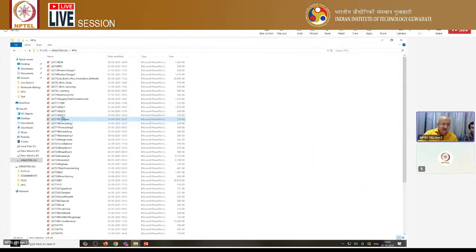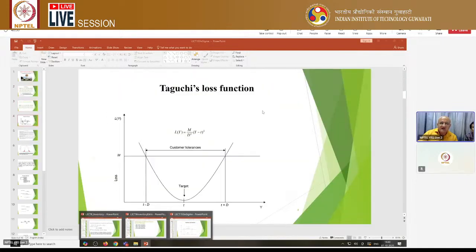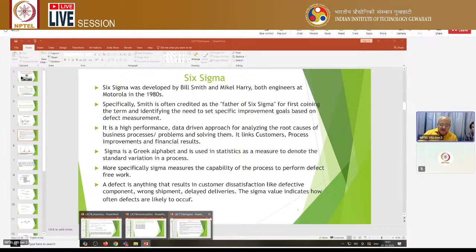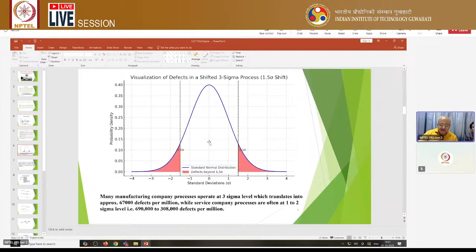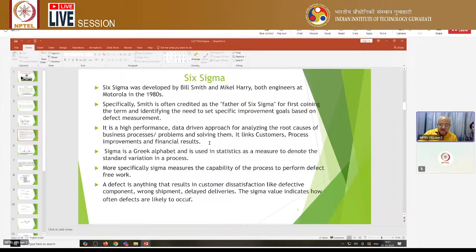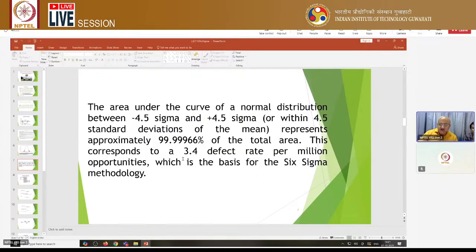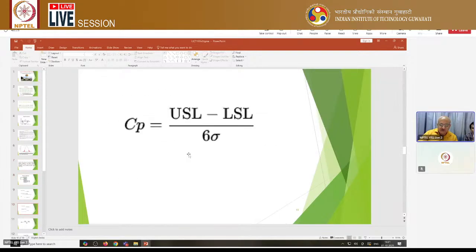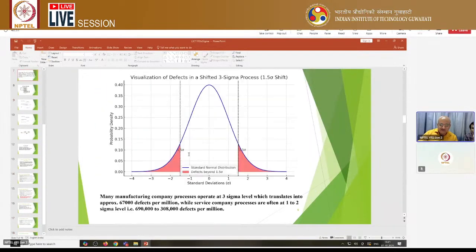Six Sigma is very stringent. That means defects are at something like 6 sigma. And then Taguchi's concept of loss function: as you deviate from the target, your loss increases. At 3 sigma, it is 67,000 defects, but at 6 sigma it is much less, about 3.4 defects per million.